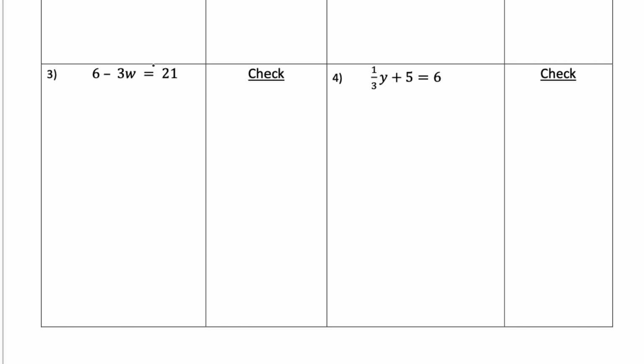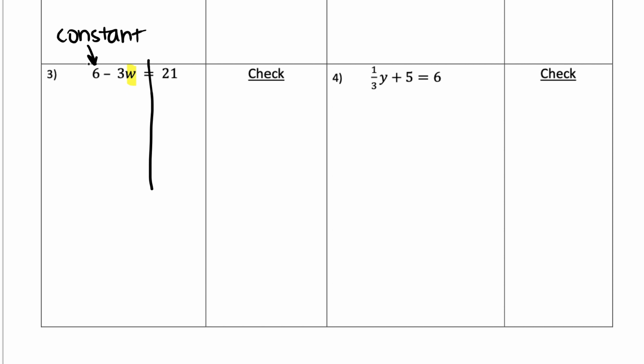So in number 3, we have 6 minus 3w equals 21. I separate my sides of the equation, look for the variable, so that's on the left this time, and I look for my constant and my coefficient. So the coefficient is, remember, that number that hangs out with the variable. They're like co-captains. So the 3, or this -3 here, is my coefficient. My 6 is the constant.